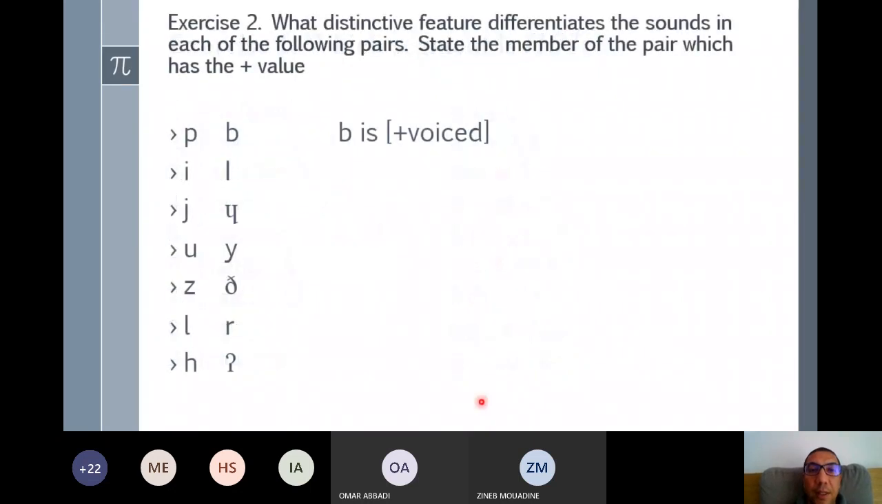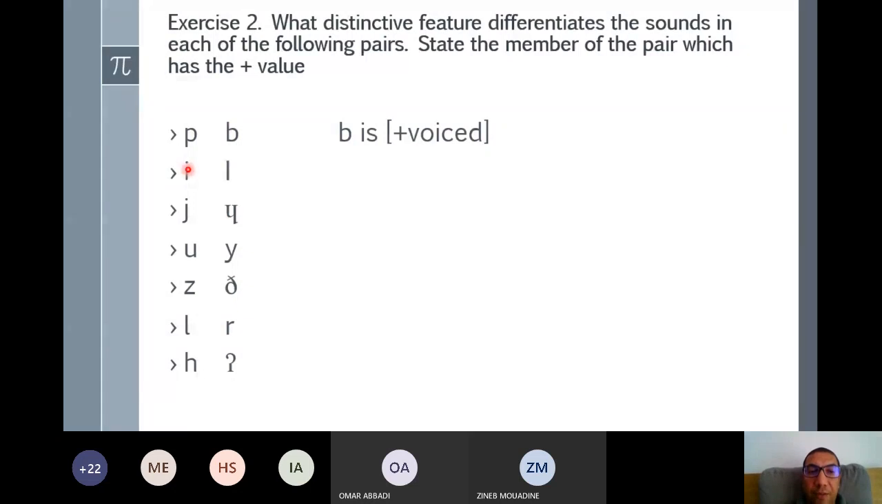This exercise asks what is the feature that distinguishes the two sounds p and b, and try to find that feature and also state the member of the pair which has the plus value. So the feature that differentiates p and b is voiced, and b has the plus voiced feature.